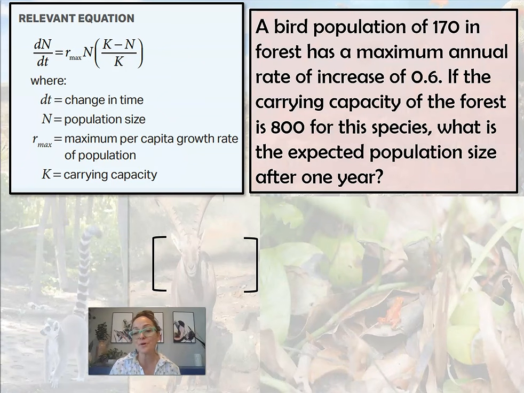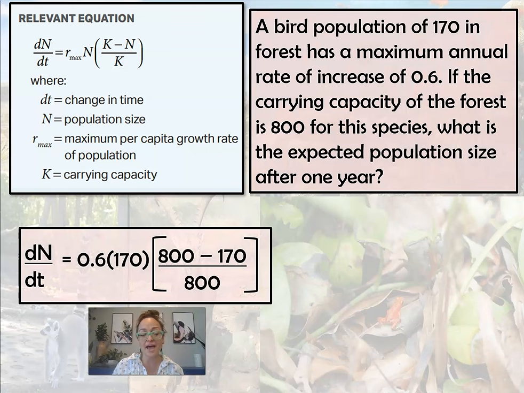So if we have a bird population of 170 in a forest, and the forest has a maximum annual rate of increase of 0.6, so that's our R value. If the carrying capacity of the forest is 800 for this species, what is the expected population size after 1 year? Okay, so here we have our R max, our rate of increase is 0.6. Now our existing population right now is 170.